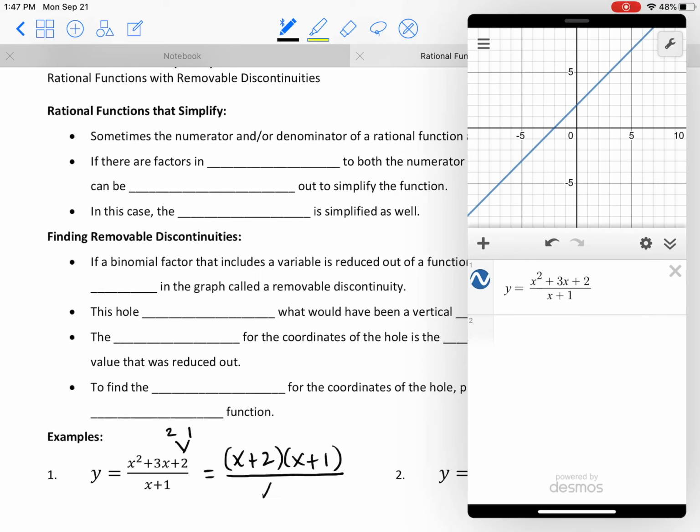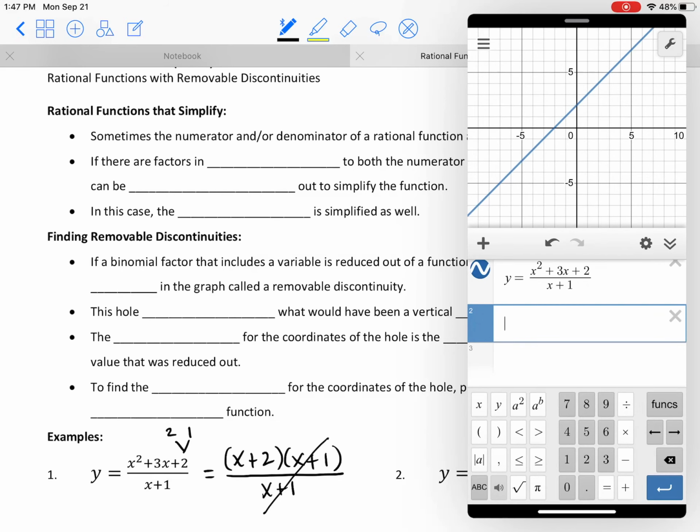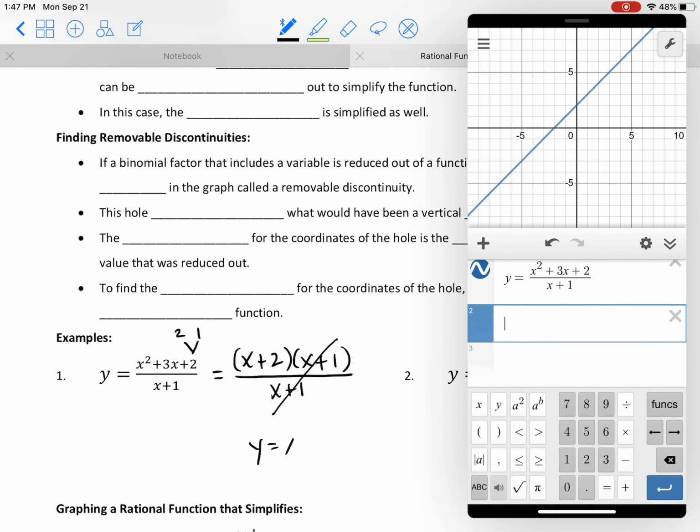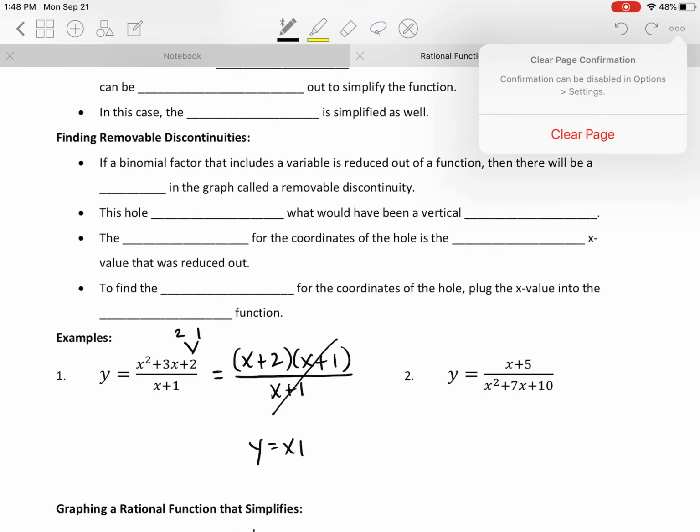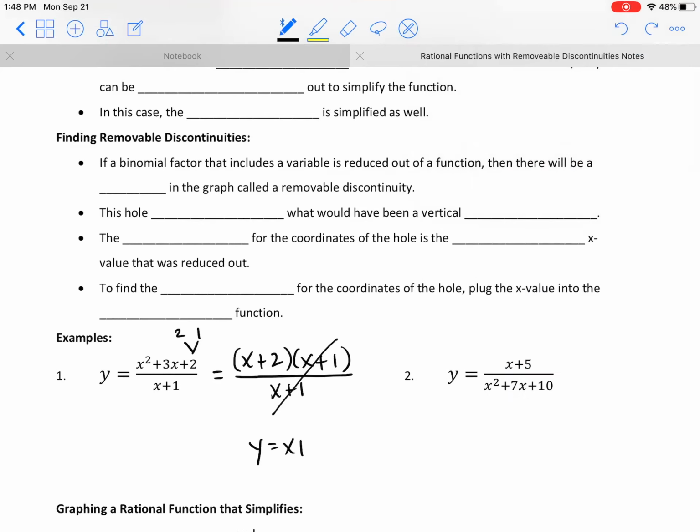If we factor that numerator, and in the denominator we have a common factor, then that factor is going to reduce out. And the result of not only simplifying the function is also simplifying the graph. If I was to graph just the leftover piece here, what's left over is y equals x plus 2. If I were to graph y equals x plus 2, it is the exact same line. Okay? So what's happening here? Let me clear this out. We're going to get this here again in just a second.